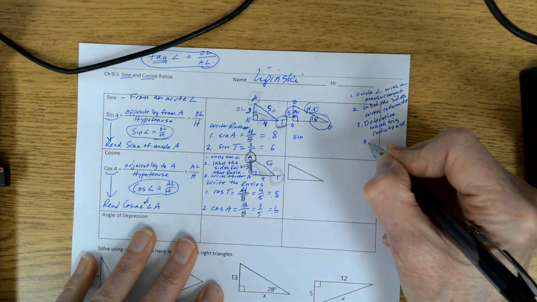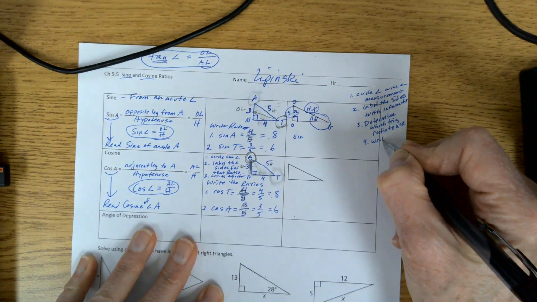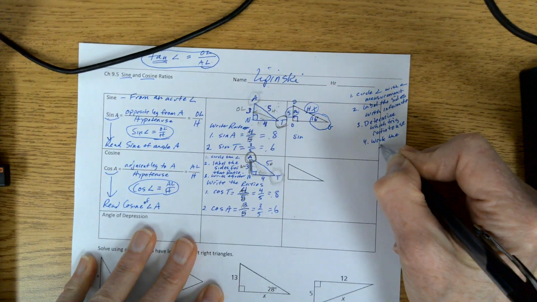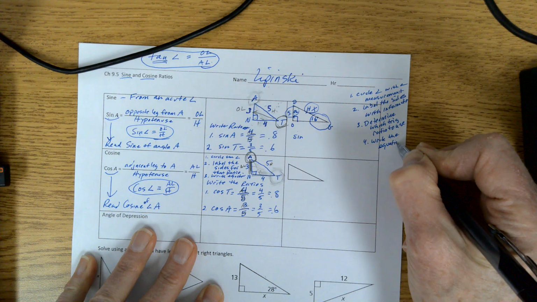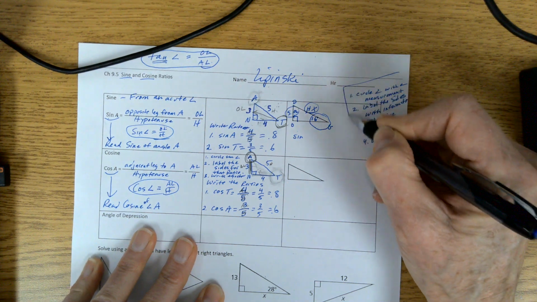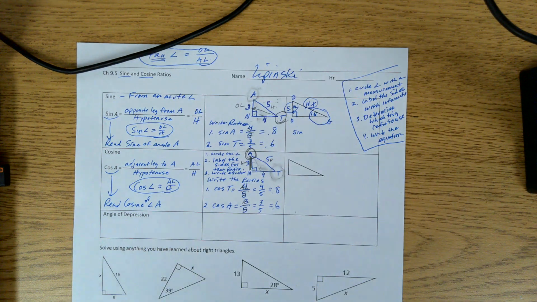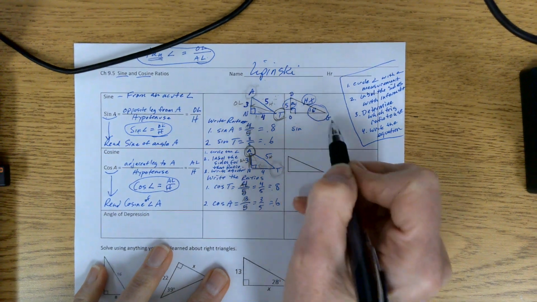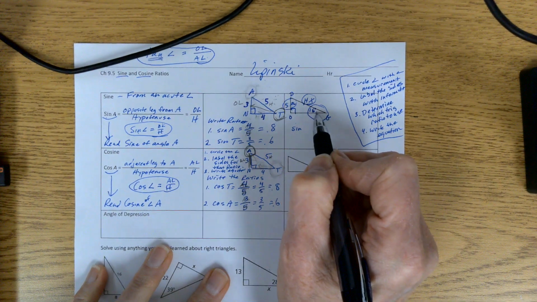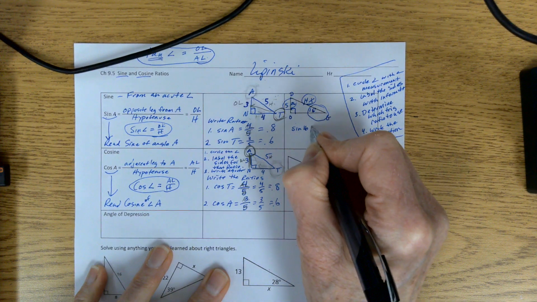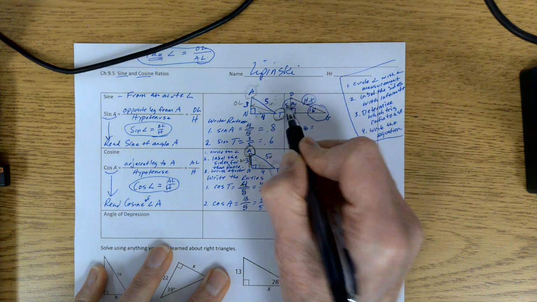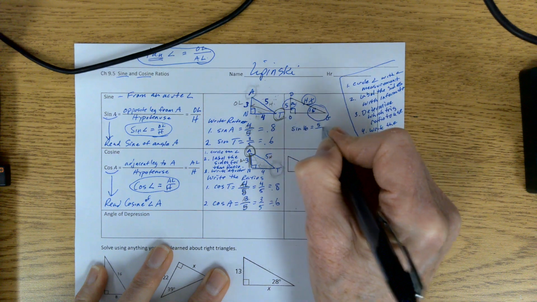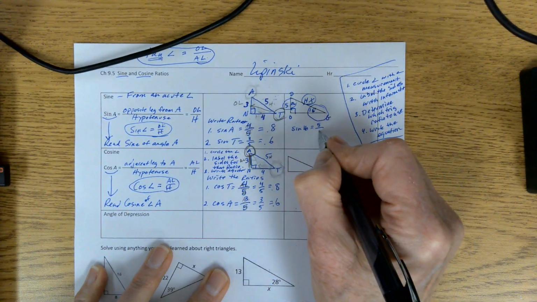So then 4, write the equation. Remember, we talked about scaffolds. This is a scaffold, a support to help you get it done. If you do each step, you can do this. Okay, the sine of angle G, you put the measurement of the angle, equals the length of the opposite leg over the length of the hypotenuse.